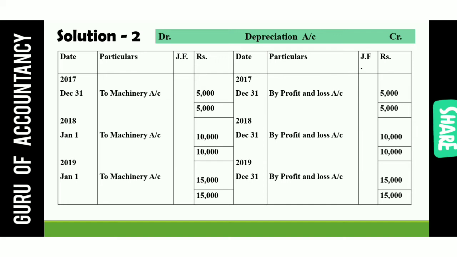Depreciation account also you can prepare. In depreciation account debit side you will write machinery because our entry is depreciation to machinery, and second entry is profit and loss account to depreciation. So credit side profit and loss account will come. Every year depreciation account will be closed. Both side balance will be equal.